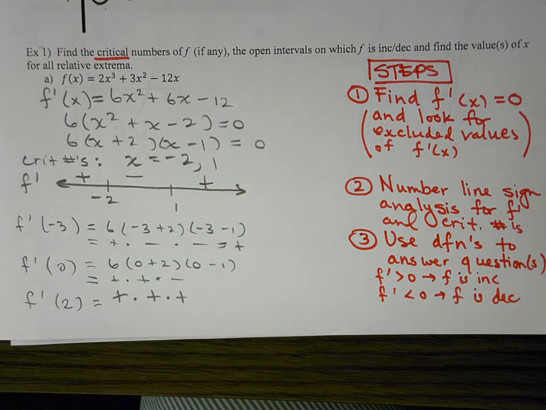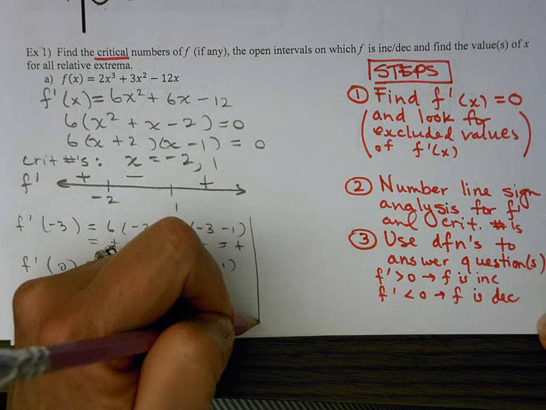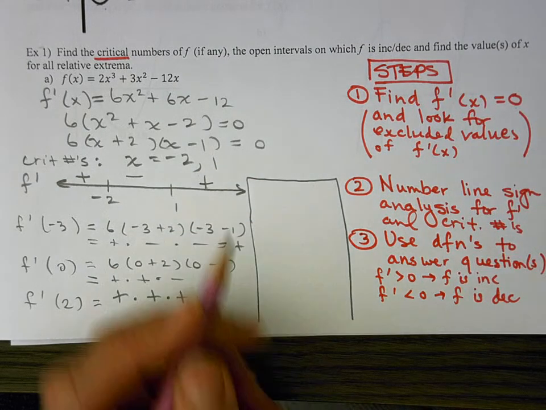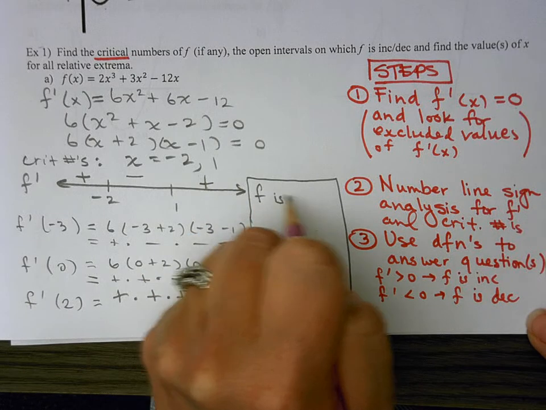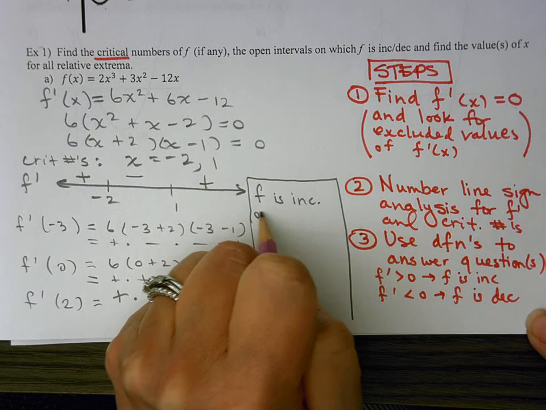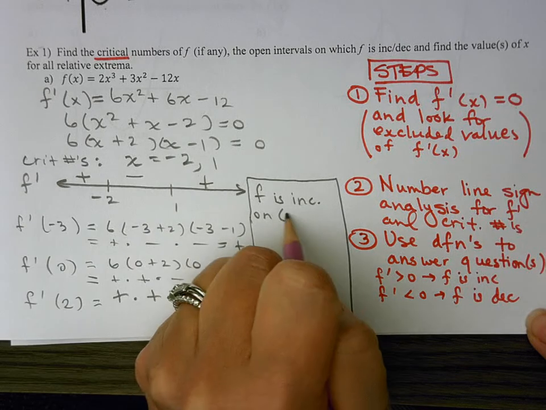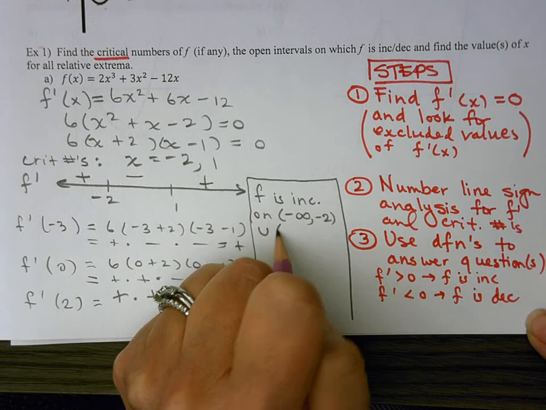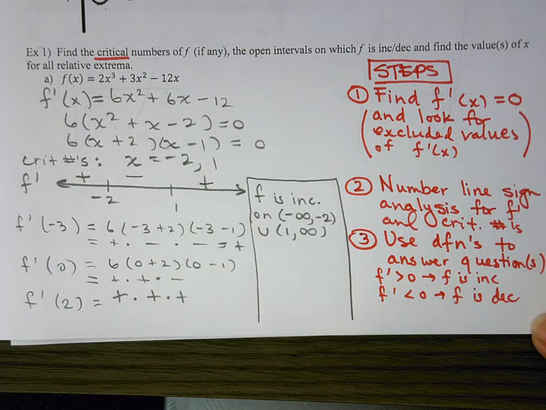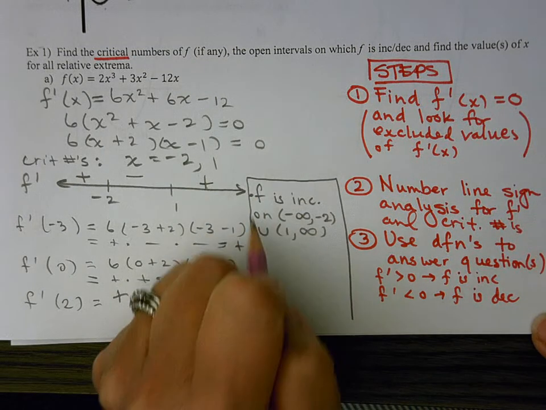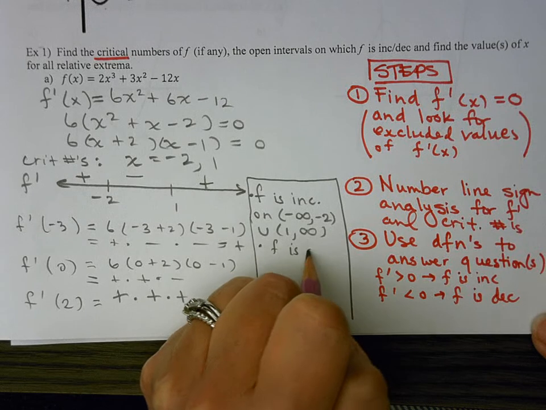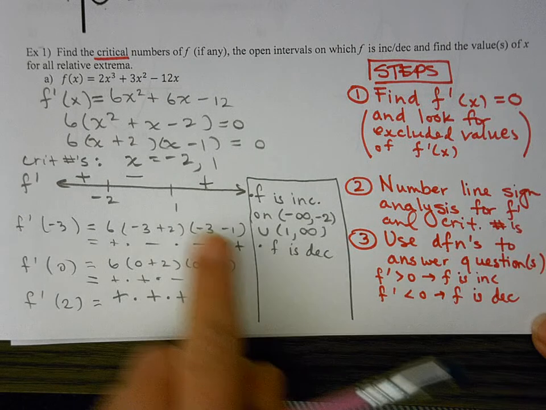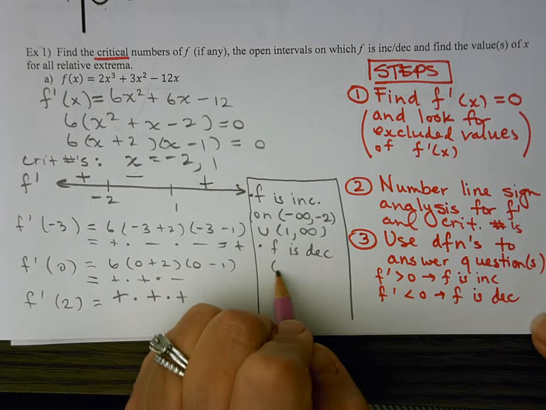So then my conclusion, I'm going to have to kind of squeeze it in here. I'm kind of tight on space, so I'm going to make it fit right there. So I know f is increasing on the interval, on this section right here, so -infinity to -2. And then also in this section here, from 1 to infinity. And then I also know that f is decreasing when f prime is less than 0. So that would be just in that section there. So f is decreasing on the interval from -2 to 1.